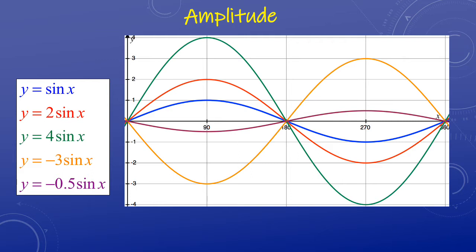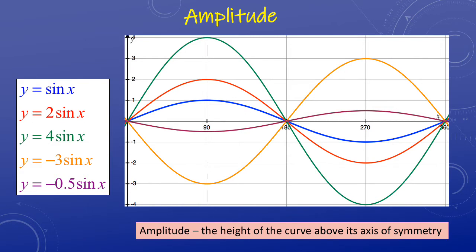We call this the amplitude, which is the height of the curve above its axis of symmetry. So for y equals sine of x, its amplitude is 1. Y equals 2 sine of x, its amplitude is 2. Y equals 4 sine of x, its amplitude is 4.